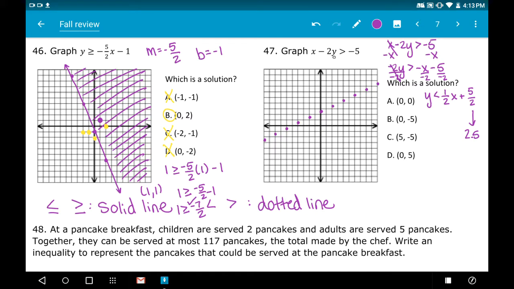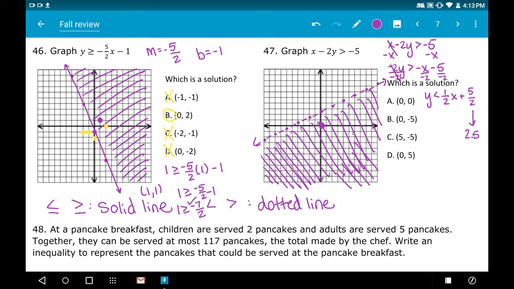Now if we look down here, this one does not have the line underneath it, so this will be a dotted line between these points. So it is not going to be equal to. And since it's y is less than, we can shade below the line. So less than is below the line. But again, if we're not sure, we can use a test point.